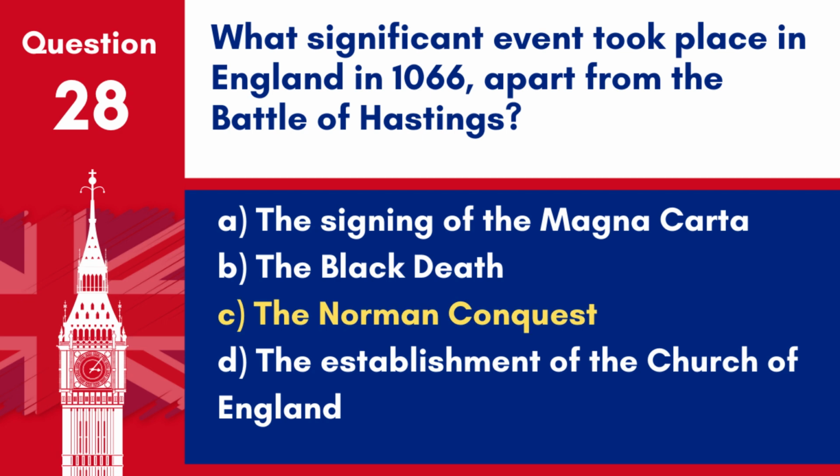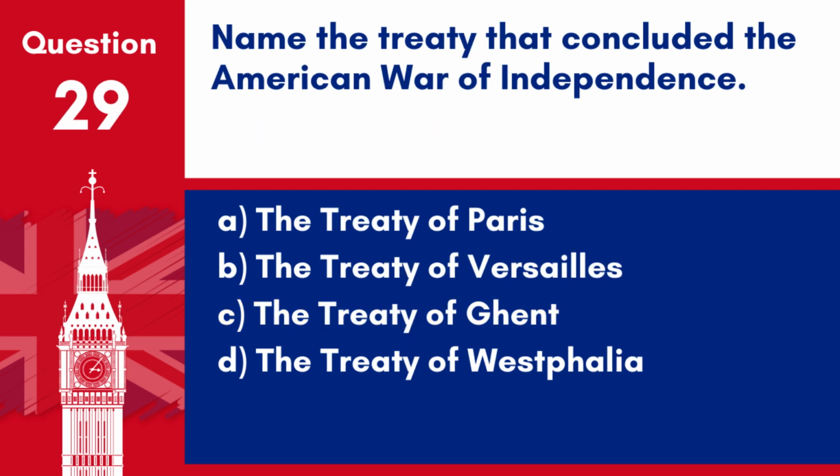Answer: C. The Norman Conquest. Apart from the Battle of Hastings, the significant event that took place in England in 1066 was the Norman Conquest. Question 29. Name the treaty that concluded the American War of Independence. A. The Treaty of Paris. B. The Treaty of Versailles. C. The Treaty of Ghent. D. The Treaty of Westphalia.